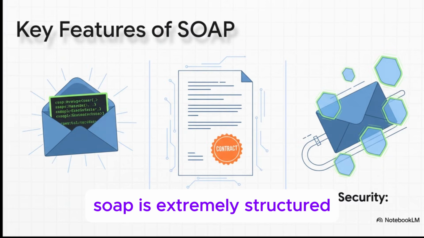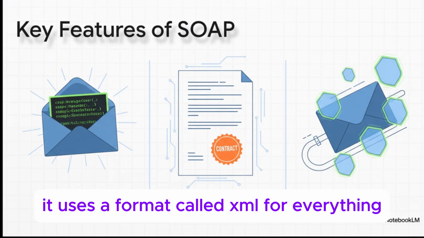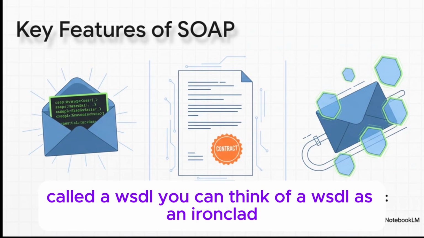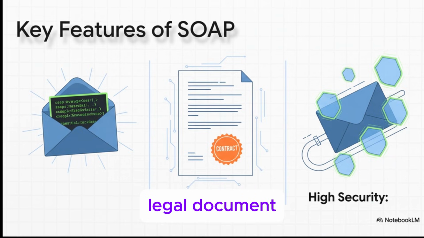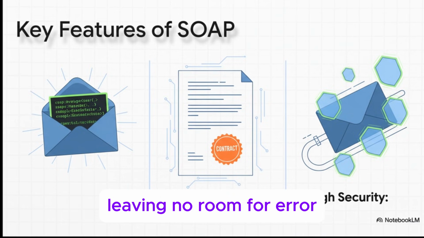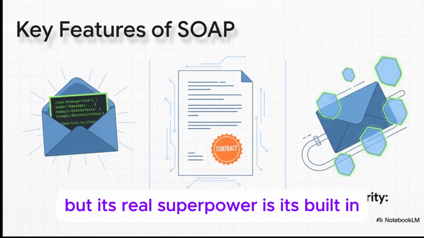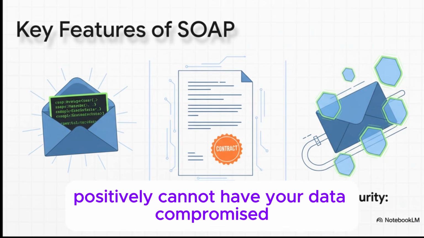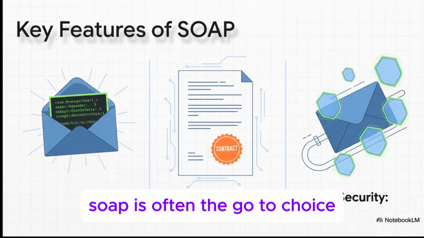SOAP is extremely structured. It uses a format called XML for everything, and it relies on this super formal contract called a WSDL. You can think of a WSDL as an ironclad legal document that spells out exactly how the API works, leaving no room for error. But its real superpower is its built-in enterprise-grade security. When you absolutely, positively cannot have your data compromised, SOAP is often the go-to choice.